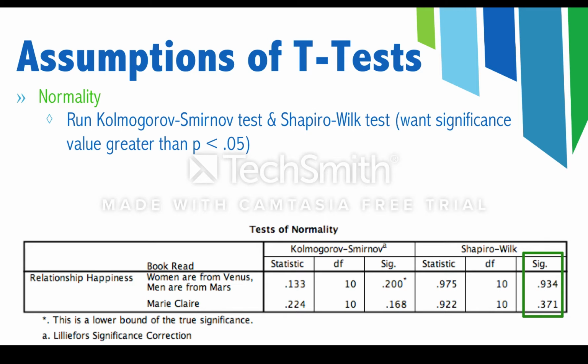Thus, if you reject the null hypothesis, meaning p is less than 0.05, this means that your data distribution is not equal to the normal distribution. And if you fail to reject the null hypothesis, your data is normally distributed. If you look at this table, you can see that both the Sig values are greater than 0.05. They are 0.934 and 0.371. And therefore, the dependent variable, relationship happiness score, is normally distributed for each level of the independent variable, book read.